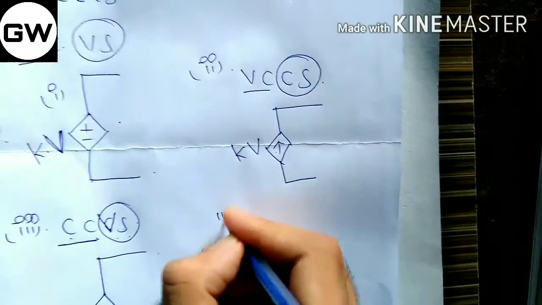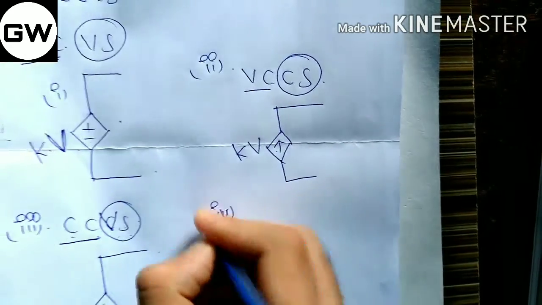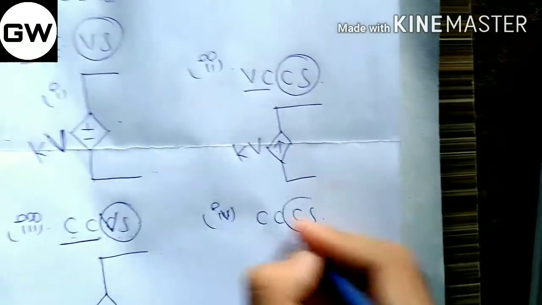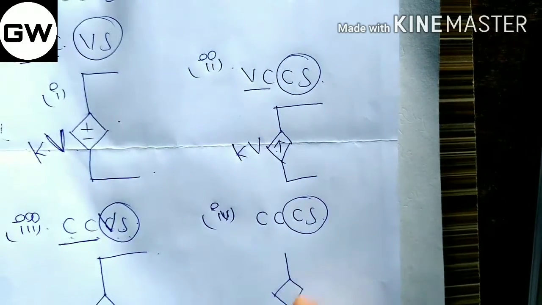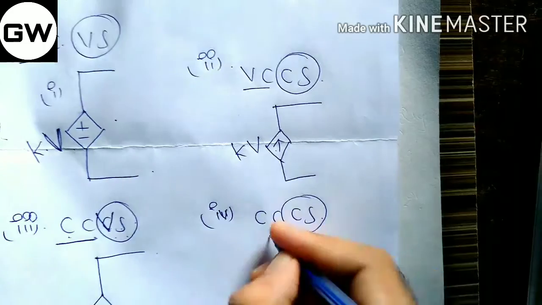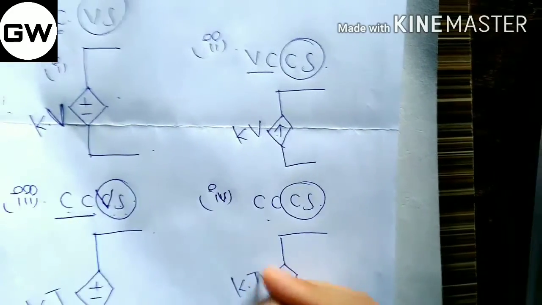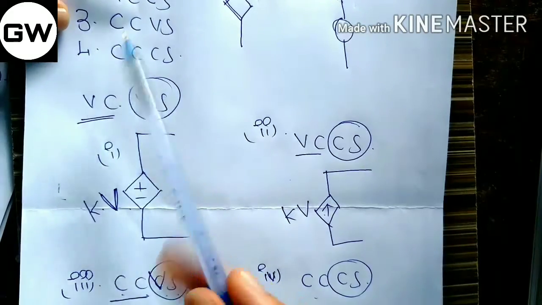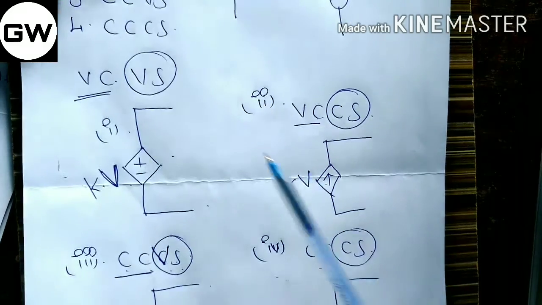The fourth one, current controlled current source. It is a current source, so we need to consider a current, and it is current controlled, so some constant times the value of the current. So this is about the classification of dependent elements.